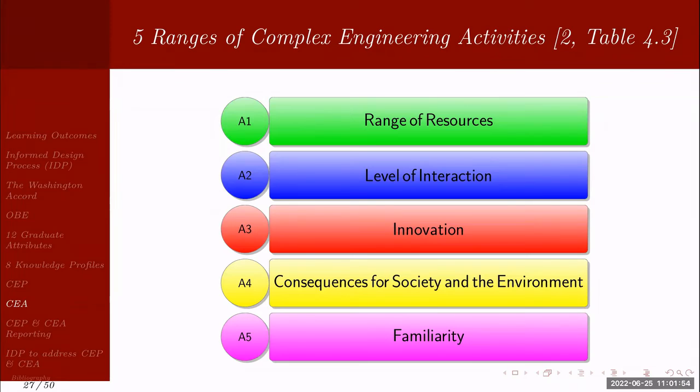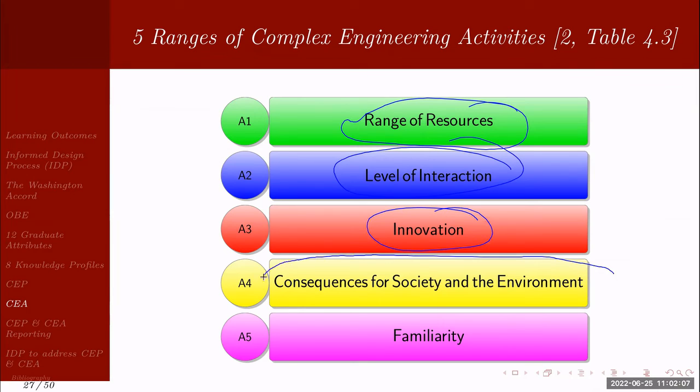which are related to range of resources, which is A1, then level of interaction, A2, innovation, A3, consequences for society and environment, A4, familiarity, A5. So these are 5 ranges of complex engineering activities demanded by the Washington Accord.